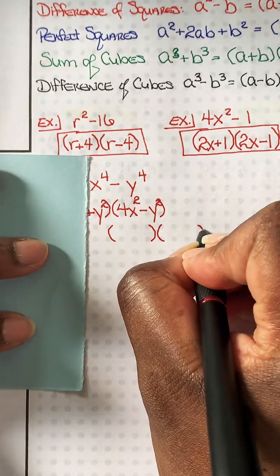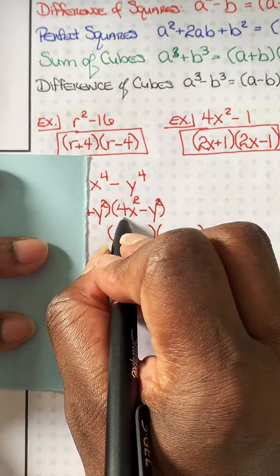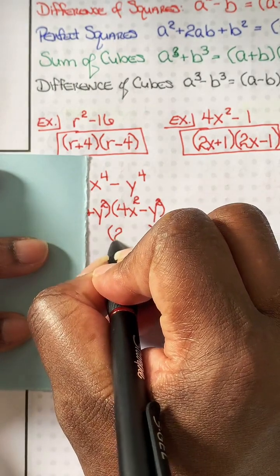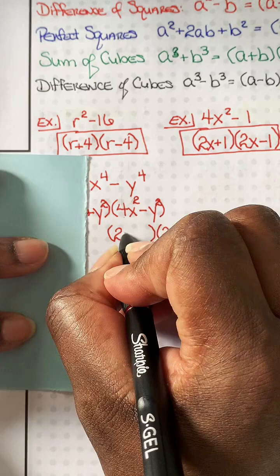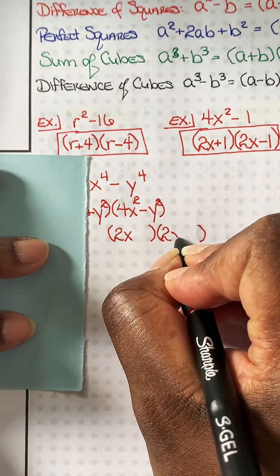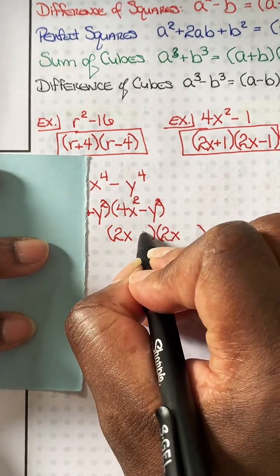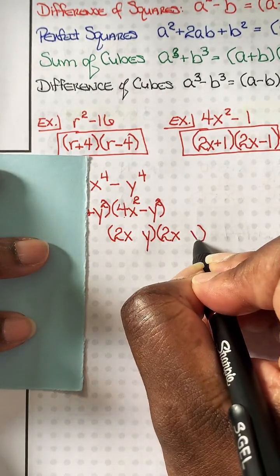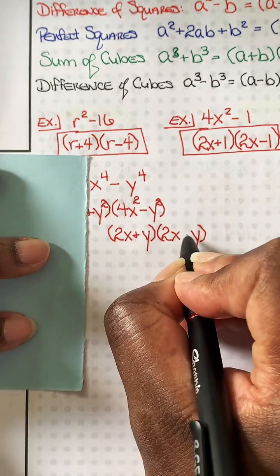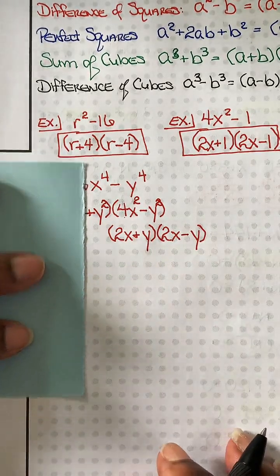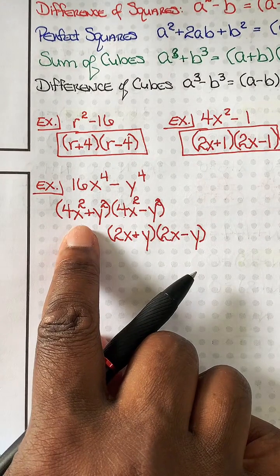Good job, guys. So we're splitting our 4s. That gives me a 2 and a 2. Split my x squares, we get an x and an x. Split my y's, we get a y and a y. But since it's a negative y squared, one's going to be positive, one's going to be negative. So what do I do with this?